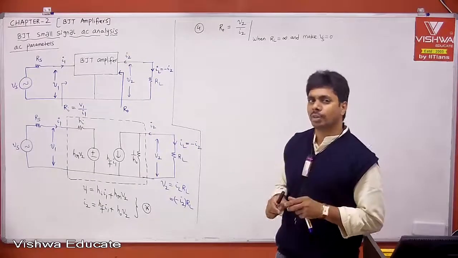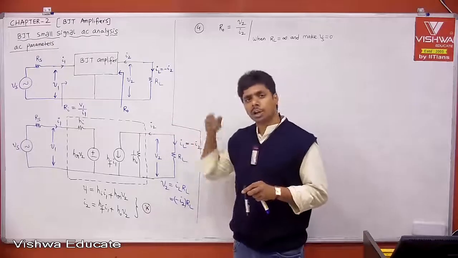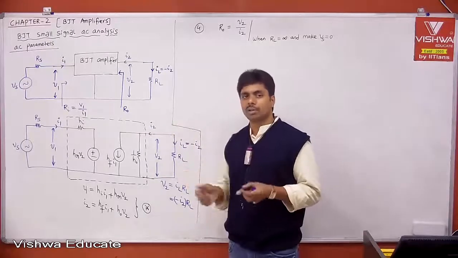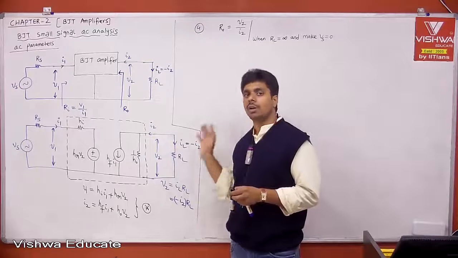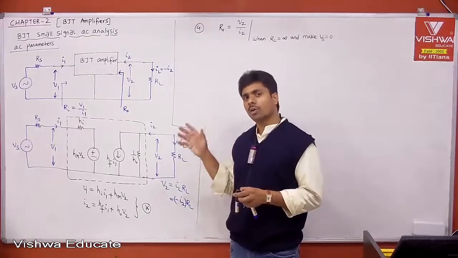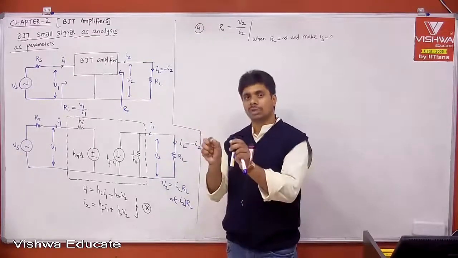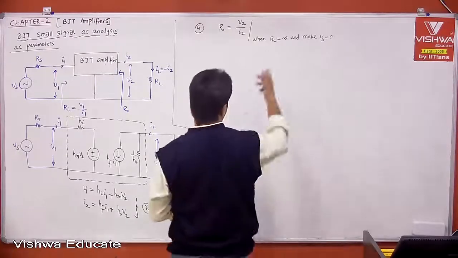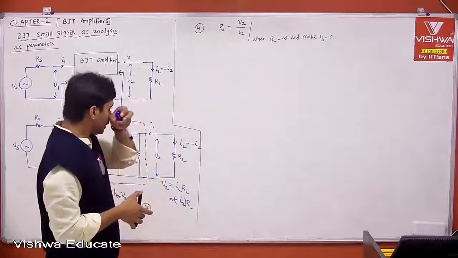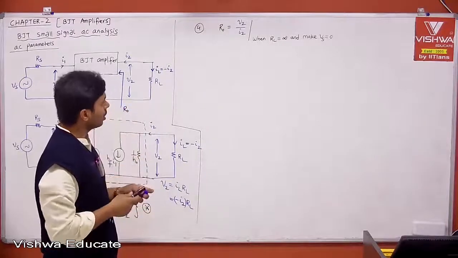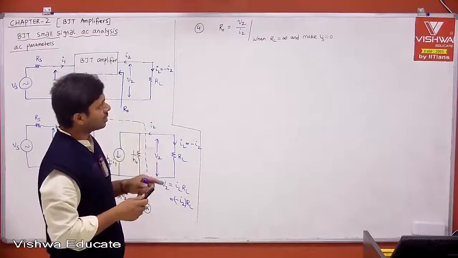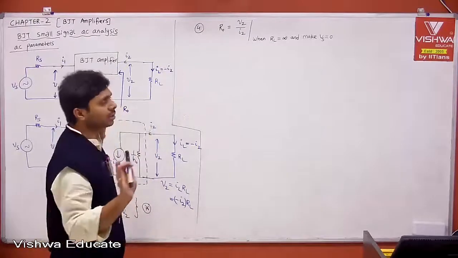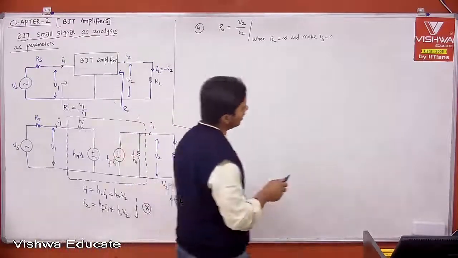This is very, very important, which we are going to use continuously throughout our amplifiers. Out of all the AC parameter definitions, the output impedance is the one which is tricky and not straightforward. Now let's see. Let me ask you why I am making Vs 0. If you understand this, then done.